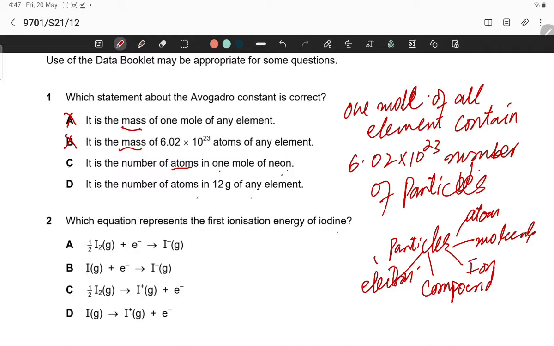This must be correct. It is the number of atoms in 12 gram of any element. So this is again not correct. 12 gram is not a fixed value. 12 gram of any element contains 6.02. It is 1 mole is equal to 6.02 into 10 raised per 23 number of particles. This is Avogadro constant. This is also incorrect.